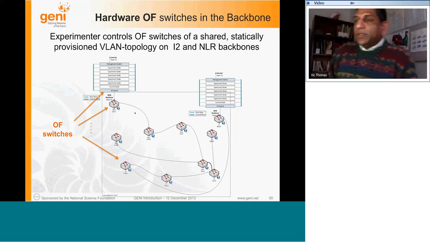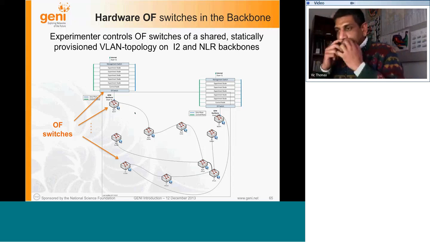The thing to note here is this is statically provisioned, and it's a shared VLAN. So not just you, but anybody else using that VLAN will have traffic going over that VLAN. So this is what we have today.